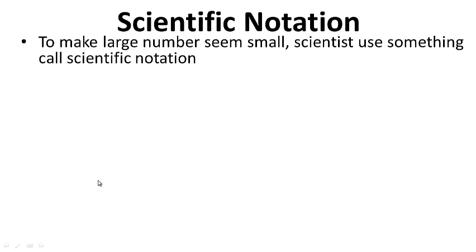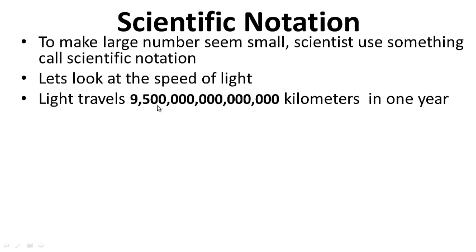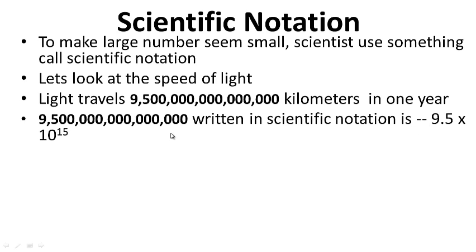All right, scientific notation. To make large numbers seem small, scientists use something called scientific notation. Let's look at the speed of light. Light travels 9,500,000,000,000 kilometers in 1 year. That's a very long distance. Remember, kilometers are like miles. So, 9,500,000,000,000 written in scientific notation is 9.5 times 10 to the exponent of 15, or power of 15.